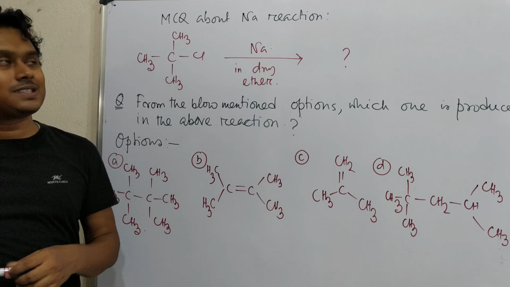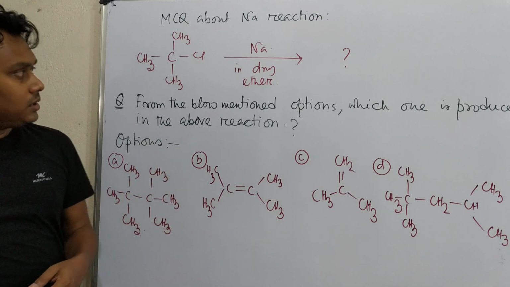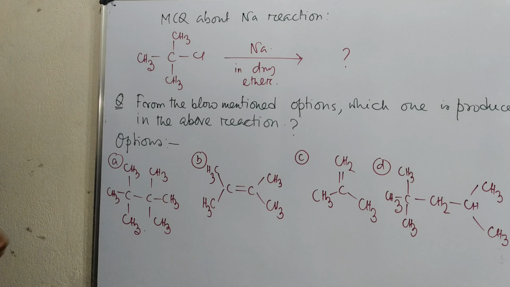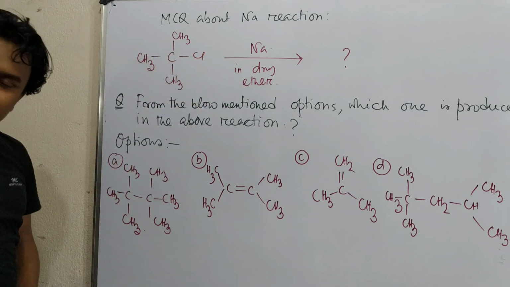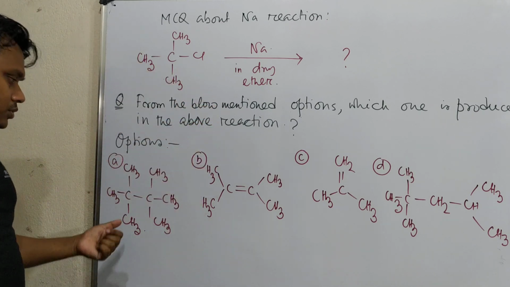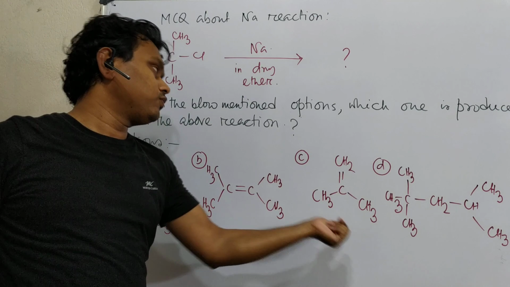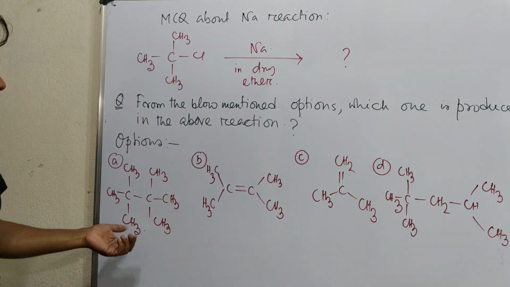Today we are going to discuss a multiple choice question about the reaction of sodium. See, this problem is given: reaction of tertiary butyl chloride with sodium. What is produced? Which one among the four is produced in this reaction?